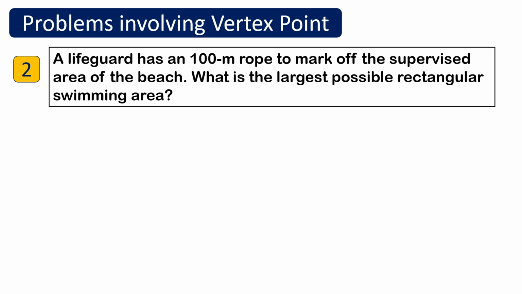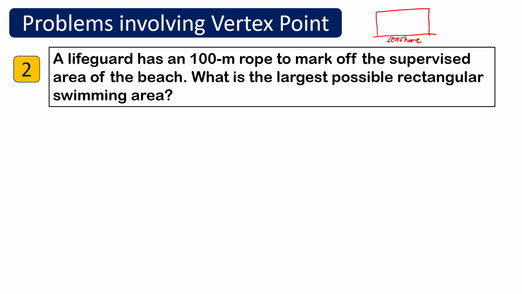A lifeguard has a 100-meter rope to mark off the supervised area of the beach. What is the largest possible rectangular swimming area? So if you will illustrate this one, this is the seashore. And then this will be the rope.